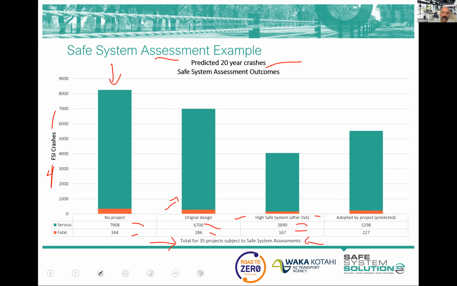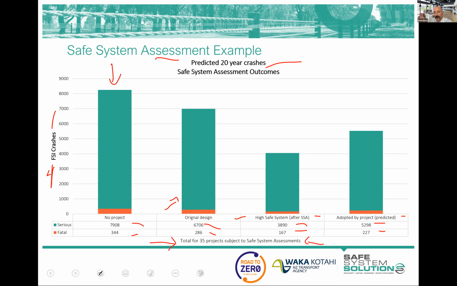And then this last one is, well, what was actually adopted? The project team got the safe system assessment and had all these recommendations, and they said, well, yeah, we can do these first two, but we can't do that third one for whatever reason. We can't afford it. There's a cultural heritage issue there. We can't actually widen in that area. Could be political, could be we don't think the community will accept that. Whatever it is. And so the number of deaths and serious injuries go to 5,298 and 227.